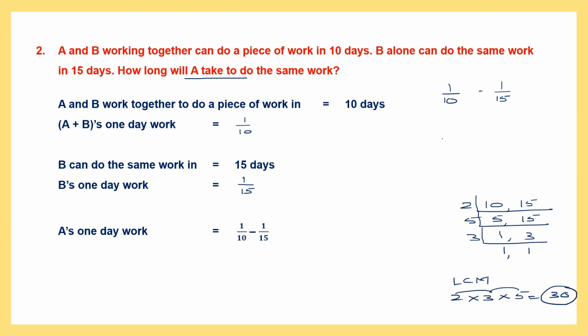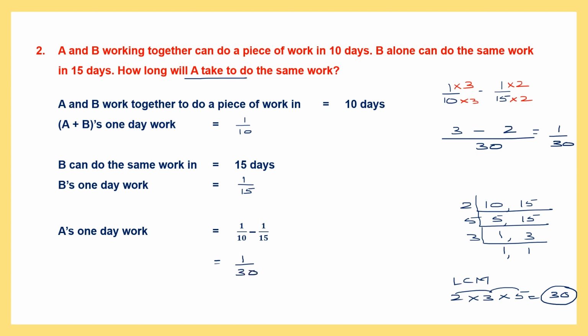We are going to use that LCM as the common denominator here. Now look at the first fraction, it's 1 by 10. 10 into what is 30? 10 into 3 is 30. So multiply 1 also into 3. 1 3s are 3 minus, look at the second fraction, the denominator is 15. So 15 into what is 30? 15 into 2 is 30. So multiply this also by 2. So 1 2s are 2. So 3 minus 2 is 1, 1 by 30. So A's 1 day's work is 1 by 30.